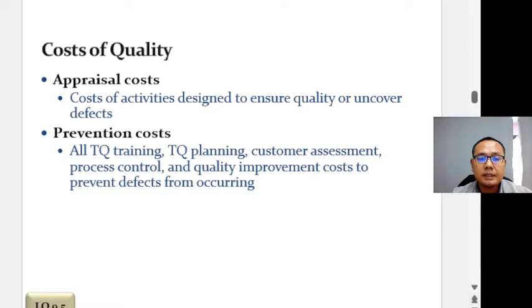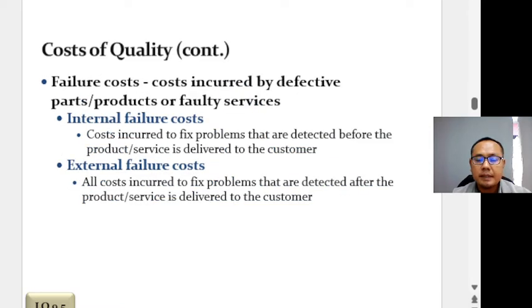And then prevention costs relate to attempts to prevent defects from occurring. They include costs such as planning and administration systems, working with vendors, training, quality control procedures, and extra attention in both design and production phases to decrease the problem of defective workmanship. And then failure costs. Failure costs are incurred by defective parts or products, or by faulty services. Internal failures are those discovered during the production process. External failures are those discovered after delivery to the customer.